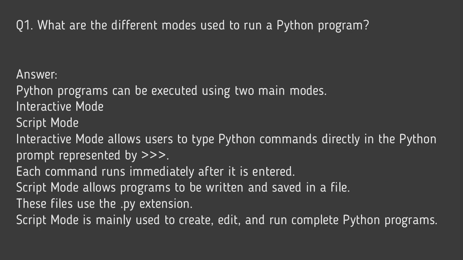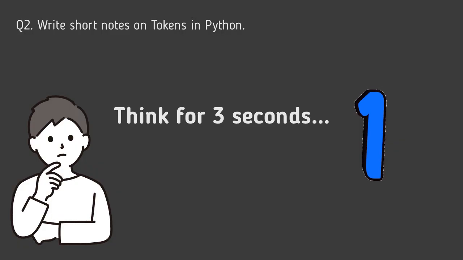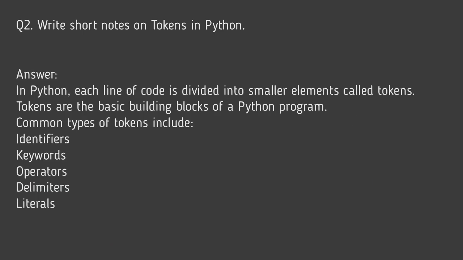Python programs can run in 2 modes: interactive mode using the Python prompt, and script mode where code is written in a .py file and executed. Tokens are the smallest units of a Python program, including identifiers, keywords, operators, delimiters, and literals.